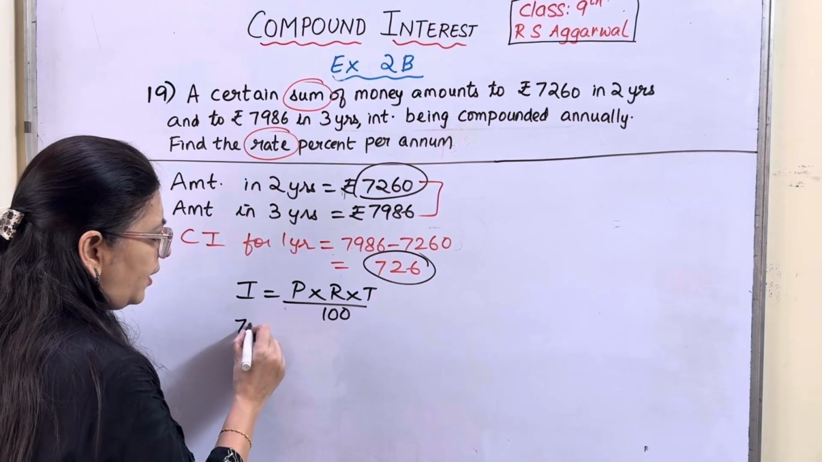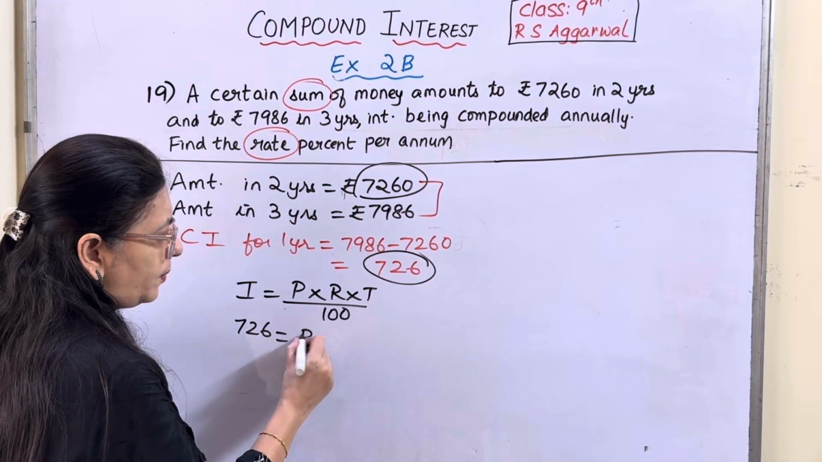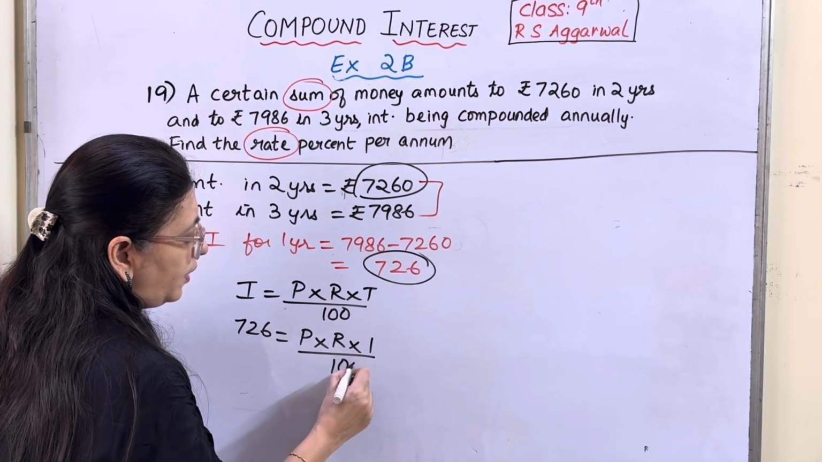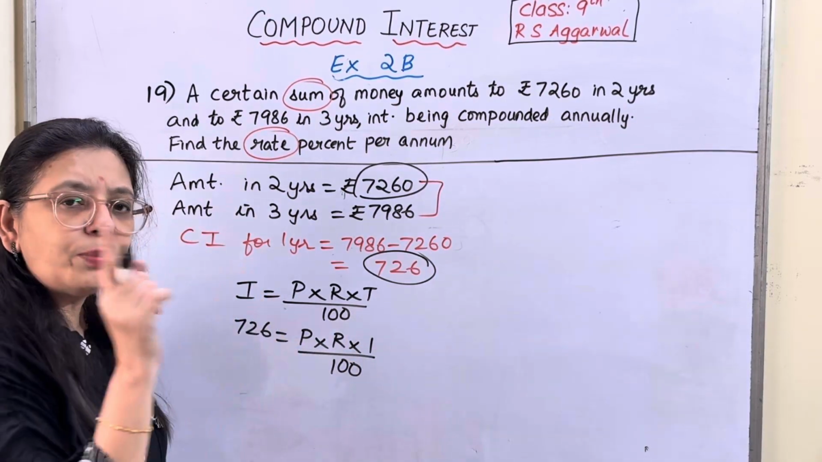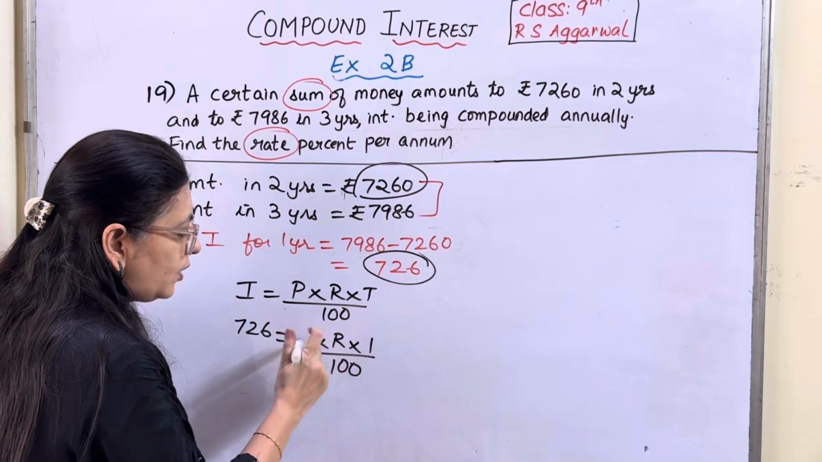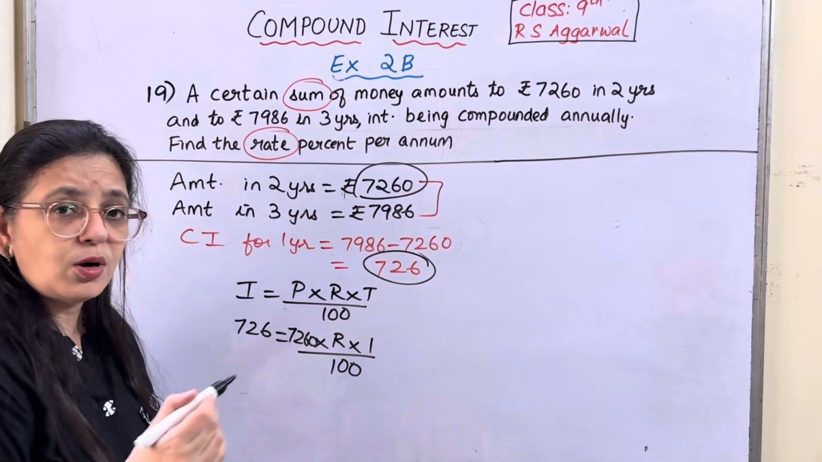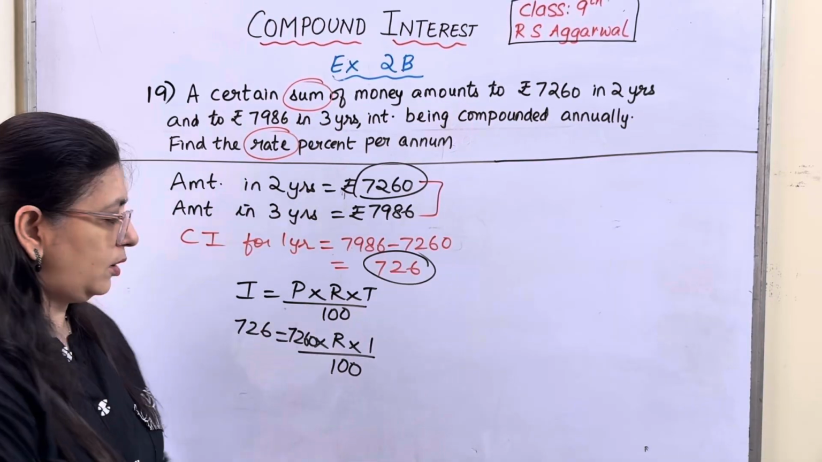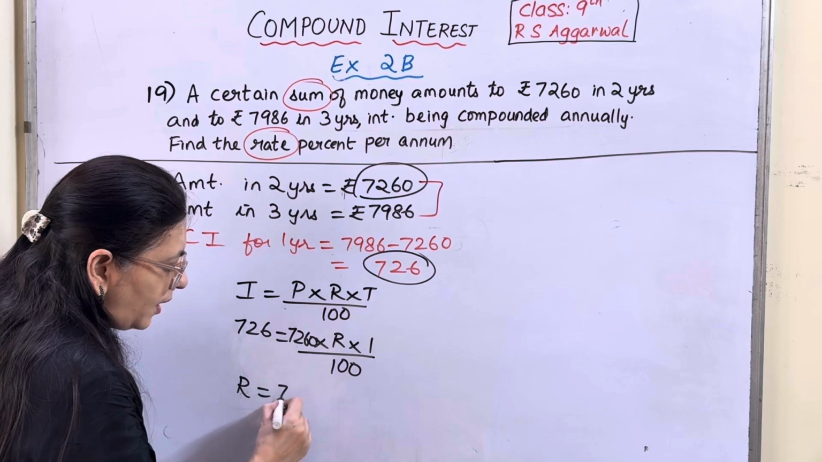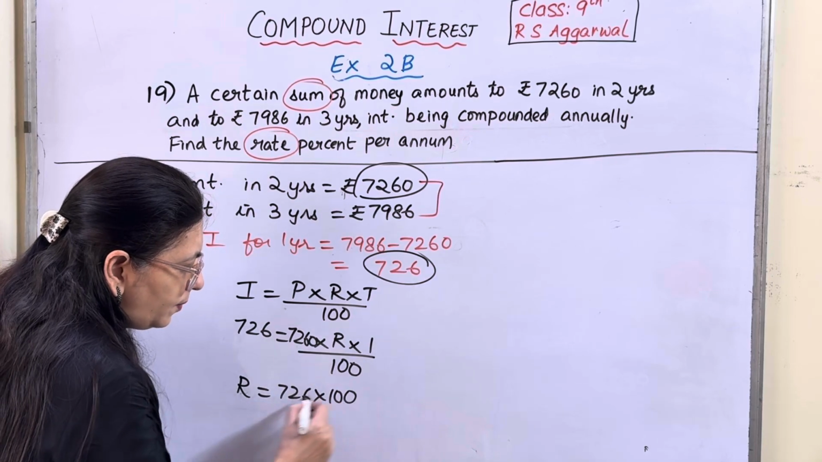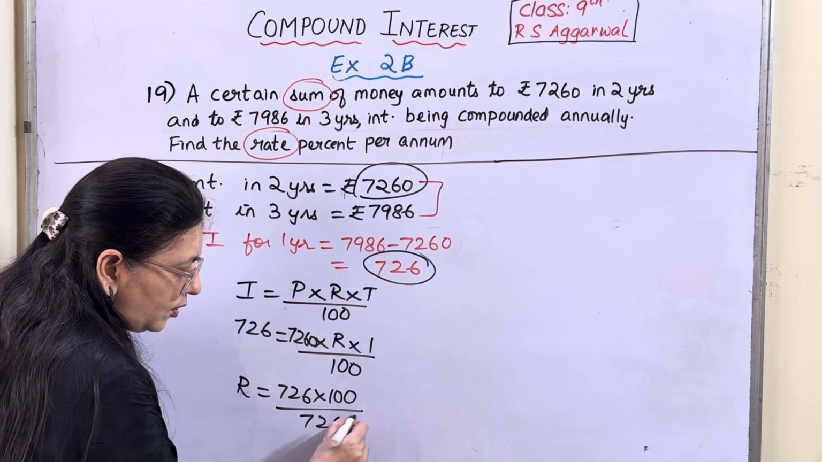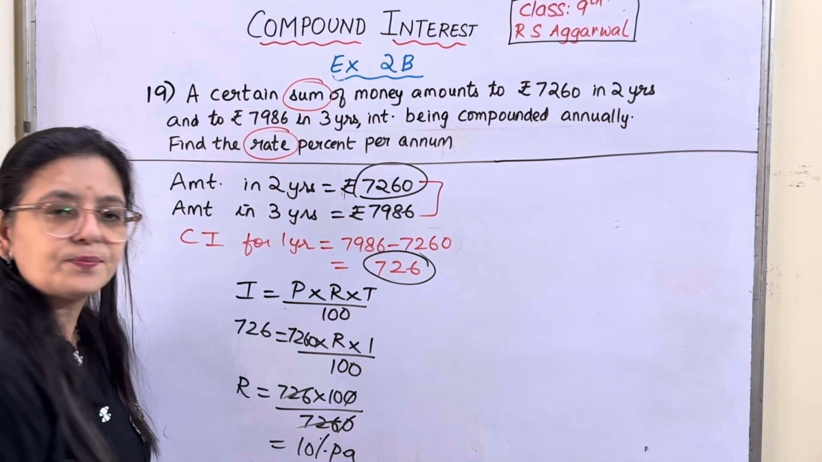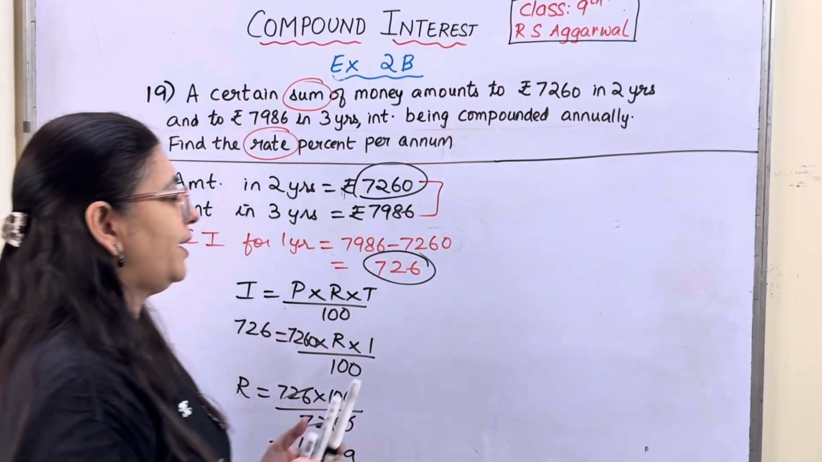So interest 726 is equal to principal into R into time 1 upon 100. Now over here, what principal will you take? 7,260, because this I am using from second year to the third year. So I will get the rate, cross multiply 726 into 100 divided by 7260, 0s cancel. So rate is 10% per annum. Is this part clear? Now the second part of the question.